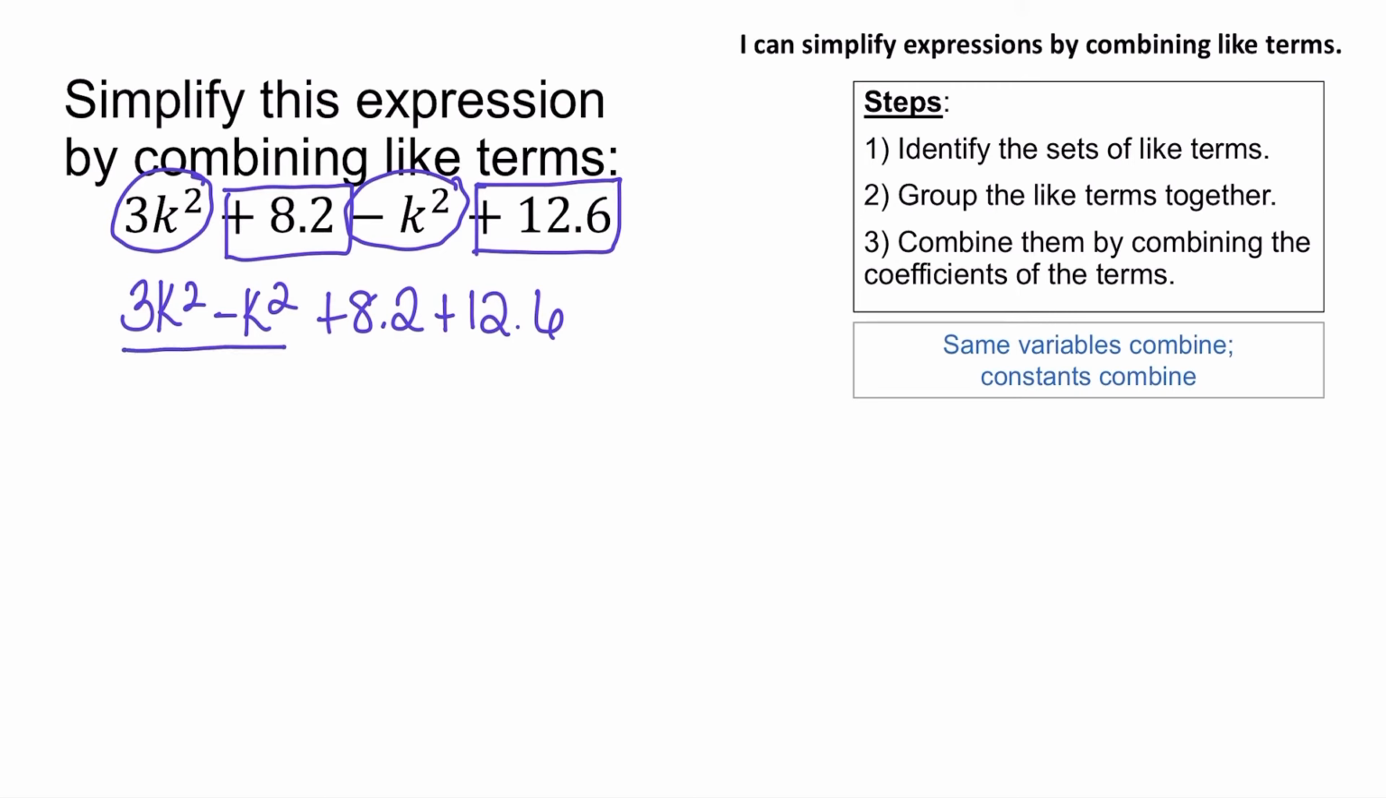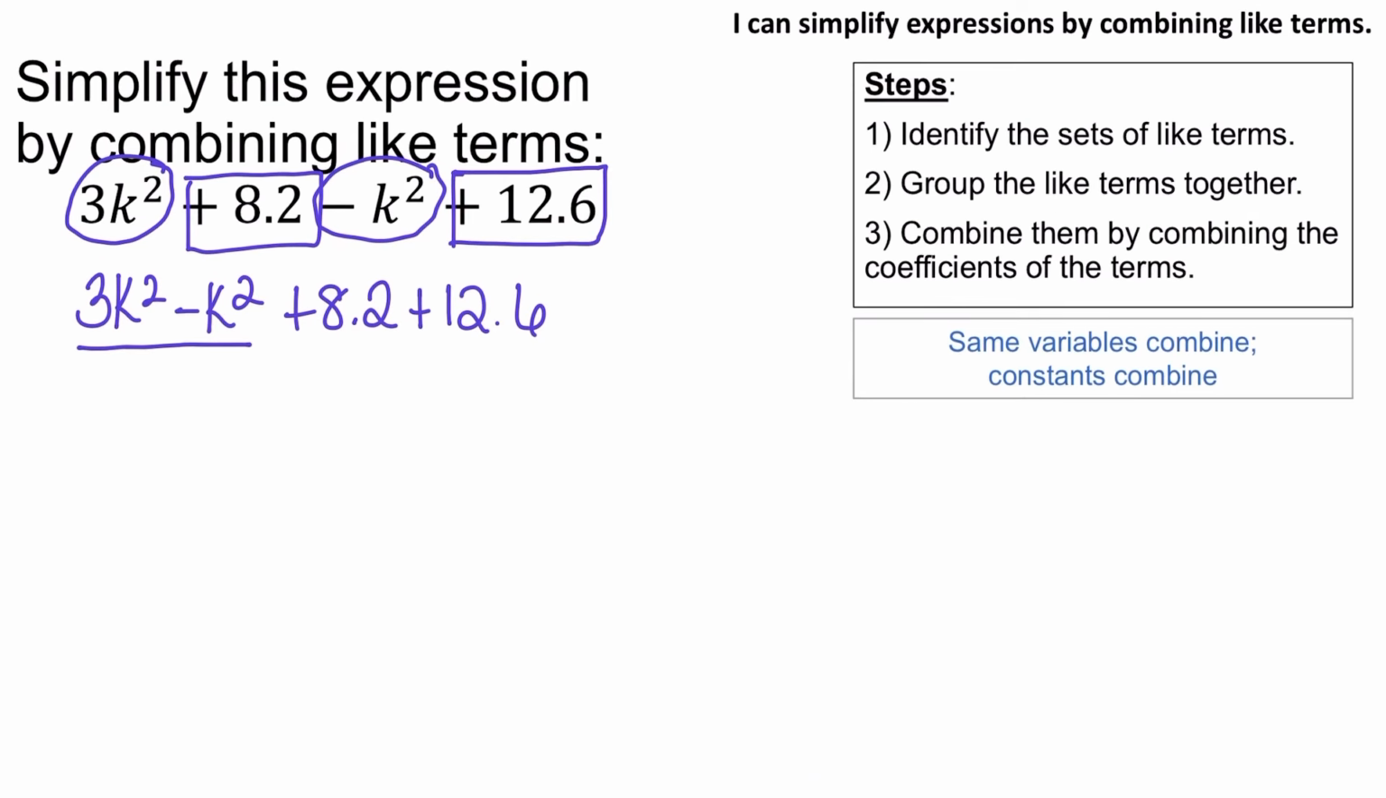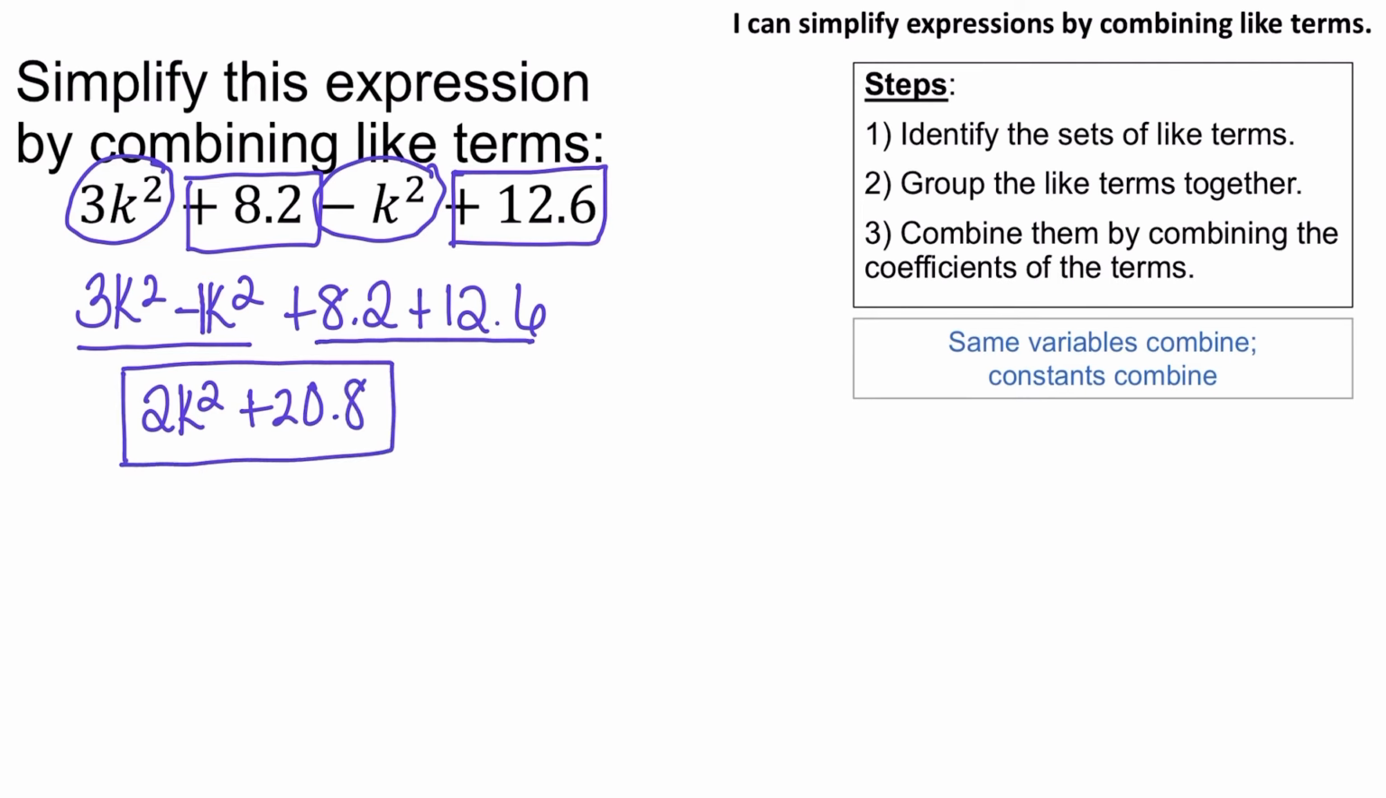So I have 3k squared minus k squared. Remember that if you have a variable and there's no number written in front of it, that is an implied 1. So that's basically like there's a 1 there in front of that k squared. So this is going to be 3k squared minus 1k squared, which gives me 2k squared. Then I have 8.2 plus 12.6, so that is going to give me 20.8. And that is now my simplified expression.